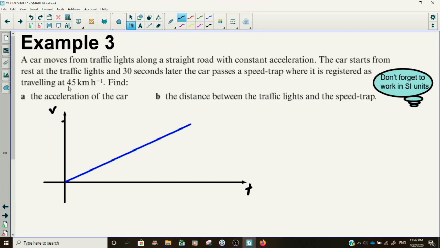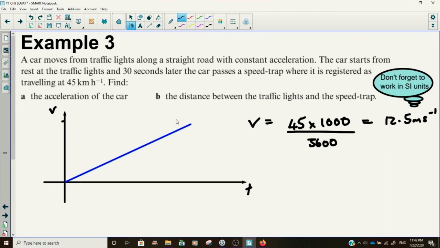We've been given it in terms of 45 kilometers per hour, but you've probably noticed here a little hint to work in SI units. So we need to convert that. Let's just do that first of all. So 45 kilometers per hour, to work it out in terms of meters per second, we'd have to multiply by 1000, divide by 3600. And we get the value 12.5. So this bit here, that's 12.5. And if we look at the time, it takes 30 seconds to get to there.